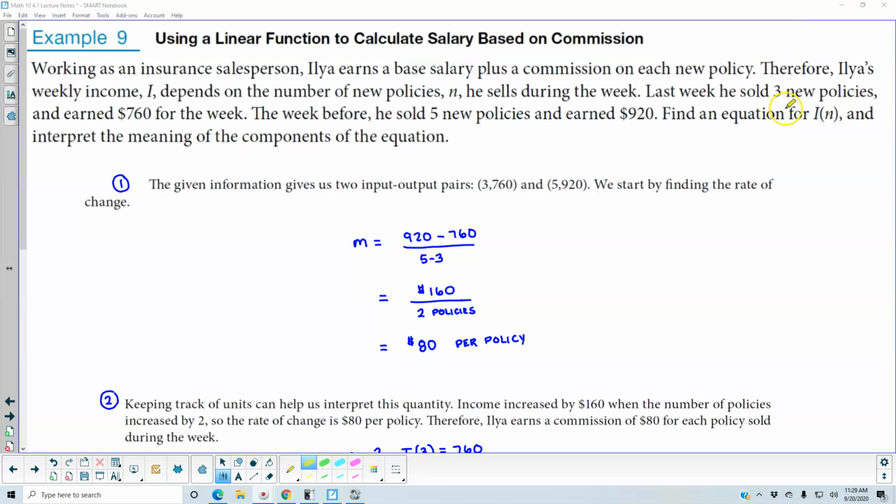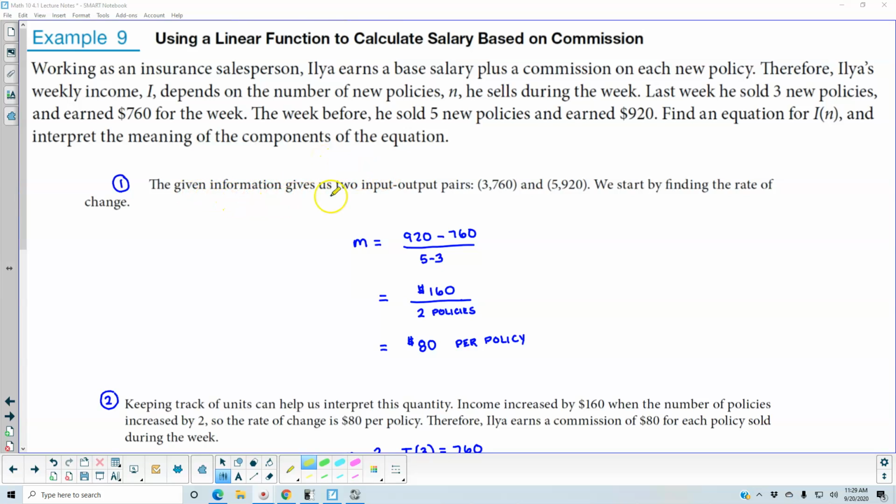Last week, he sold 3 new policies and earned $760 for the week. The week before, he sold 5 new policies and earned $920. Find an equation for I of N and interpret the meaning of the components of the equation.